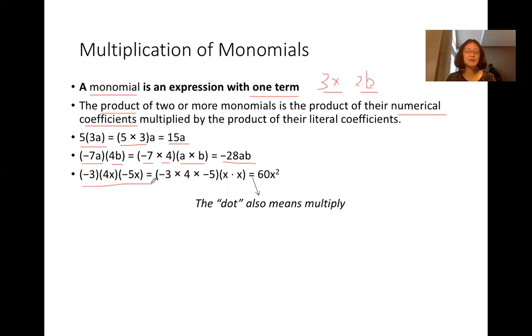Last example, negative 3 multiply 4x multiply negative 5x. Okay, just do the numerical coefficients. Negative 3 multiplied by 4 multiplied by, should have a bracket here, negative 5. Okay, and then x times x equal to x squared. And the result of numerical coefficient is 60. Okay.